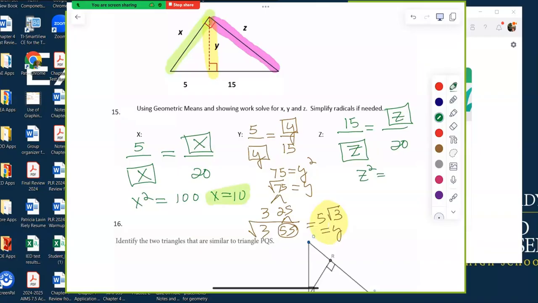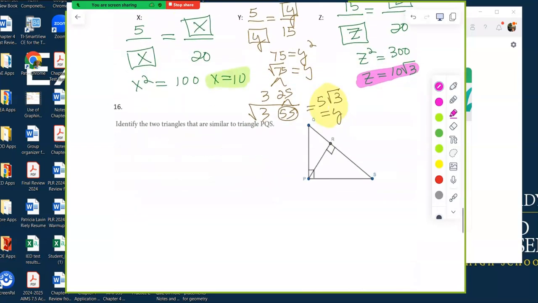Well, 2 times 15 is 30, so this has to be 300, and I'll leave it up to you to reconcile that that's going to be 10 root 3 once I simplify it. Okay, that's going to be the pink piece. So let's highlight that in pink. Okay, so we have all of our values right here.